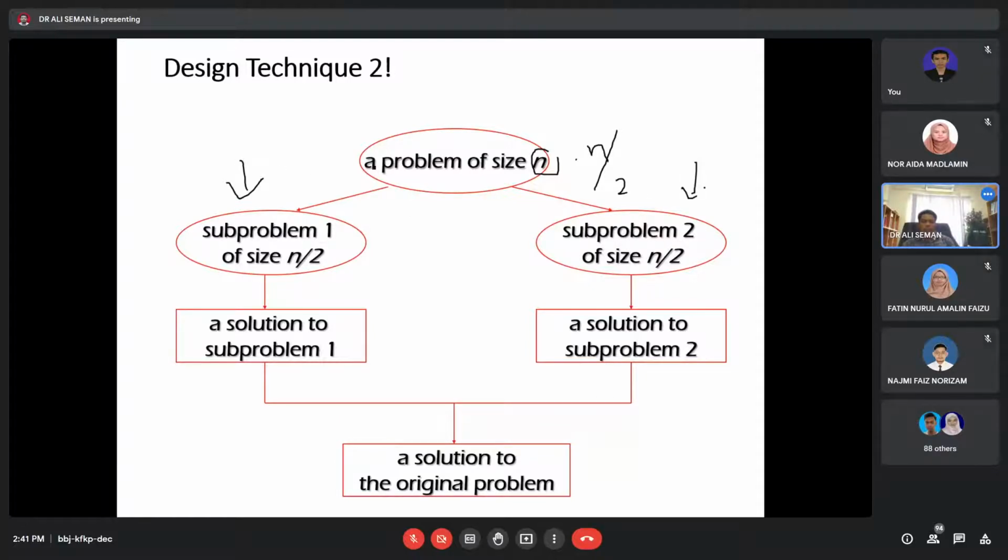This is the second sub problem. If you still remember, you relate back to our recursive algorithm. When we do the analysis, we have n over 2, right? This is actually the thing, n over 2. During the analysis, you have this algorithm. We divide into 2 sub problems here, and we need to solve them based on the same solution for sub problem 1 and sub problem 2 before we combine back to solve the original problem. This is the idea of design technique 2.